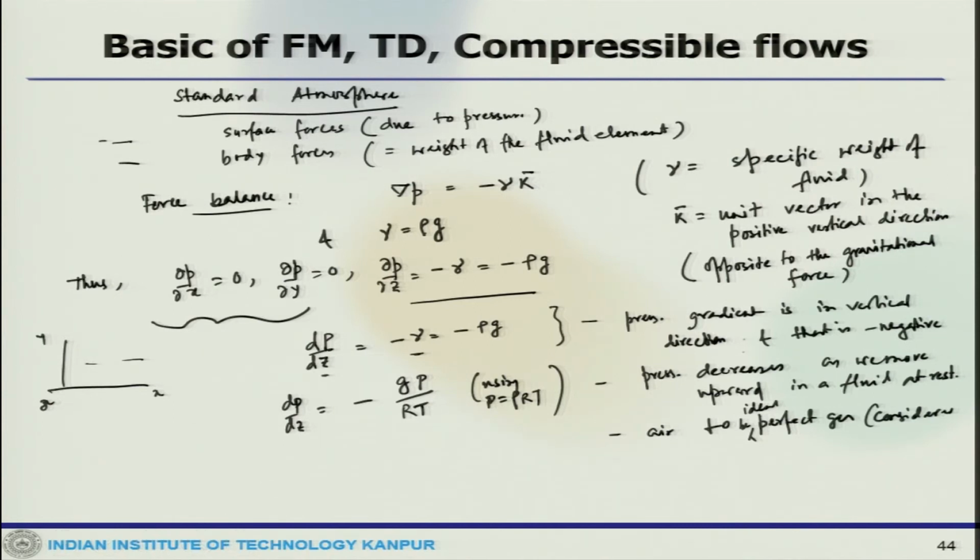So, if we separate the variables and integrate, from P1 to P2, this is going to be ln(P2/P1) equals minus g by R, integral from Z1 to Z2 of dz by T.